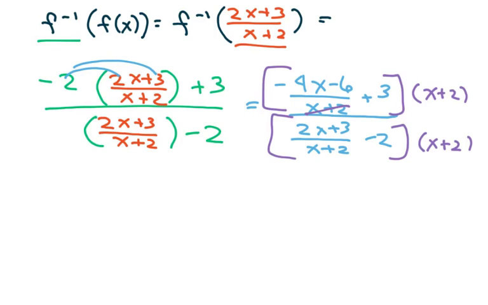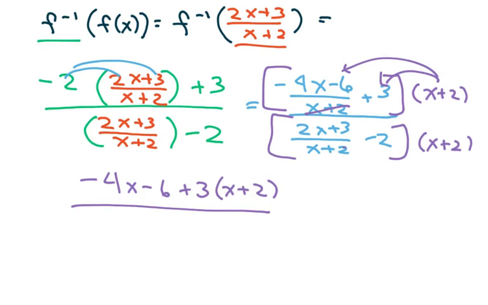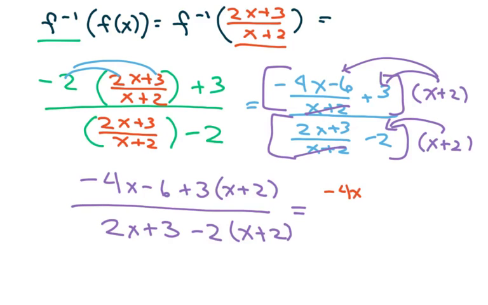This will cancel. So you get negative 4x minus 6. And go ahead and distribute there, and you get plus 3 times x plus 2 over, this will cancel, so you just get 2x plus 3, and then you have to multiply those two, and you get negative 2 times x plus 2. And let's clean this up. Get negative 4x minus 6 plus 3x plus 6 over 2x plus 3 minus 2x minus 4.